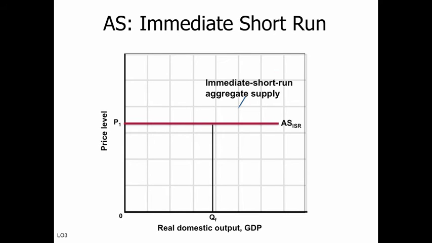So when we draw it, here it is coming in right here. This is our immediate short run aggregate supply curve. Here's our price level, P1. As we can see, at that price, we choose as an economy how much to supply at that one price level. The price levels are fixed right now, therefore the price level does not vary. The aggregate supply curve in the immediate short run will be horizontal.